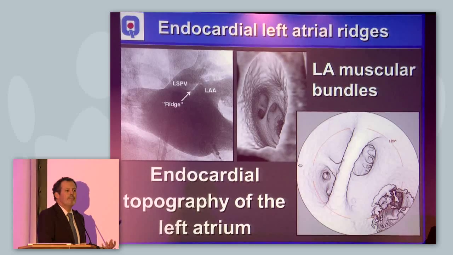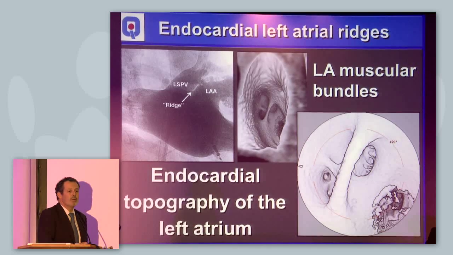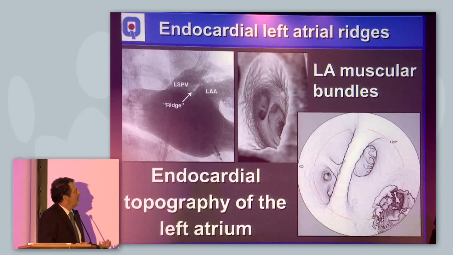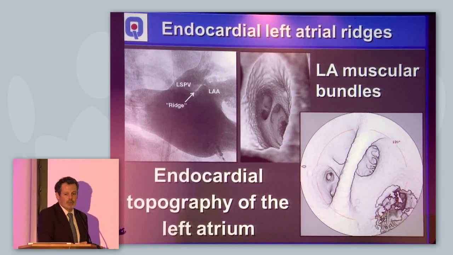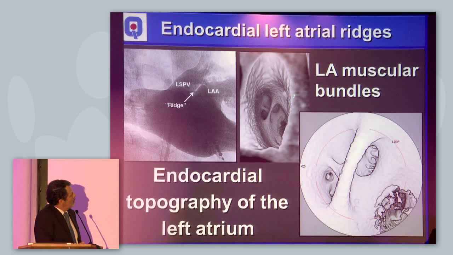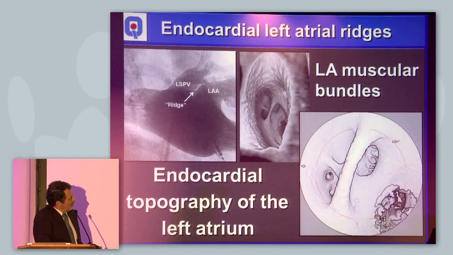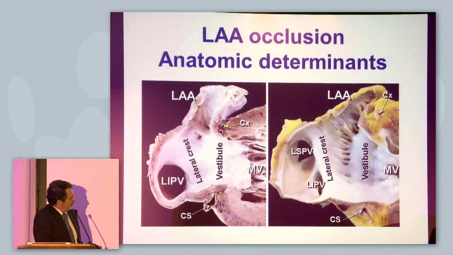But probably when we perform a transseptal puncture and go endocardially, what we need is to recognize the endocardial left atrial ridge for left atrial appendage occlusion. And here you can see the endocardial anatomy of the left atrium as seen by CT scan. This is the left superior and left inferior pulmonary vein, the mouth of the left atrial appendage, and the vestibule of the left atrial appendage.